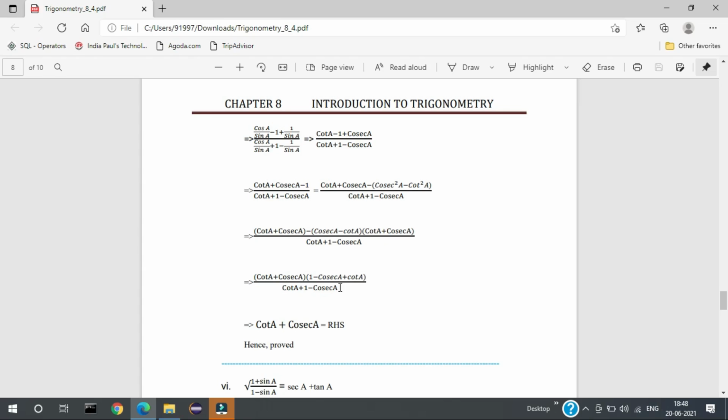So cot A plus 1 minus cosecant A, and 1 minus cosecant A plus cot A gets cancelled. We got cot A plus cosecant A, which is the RHS.